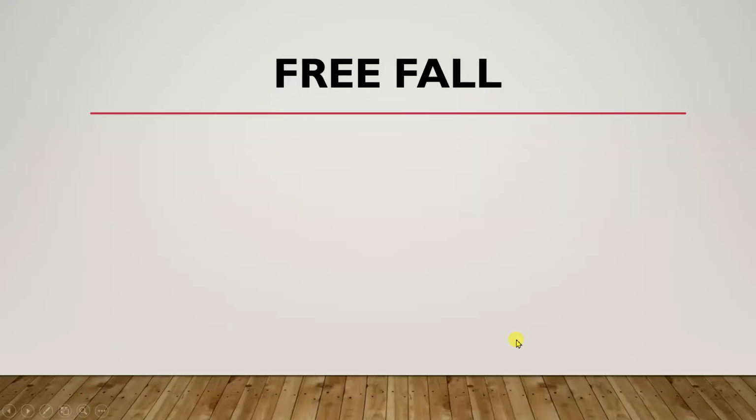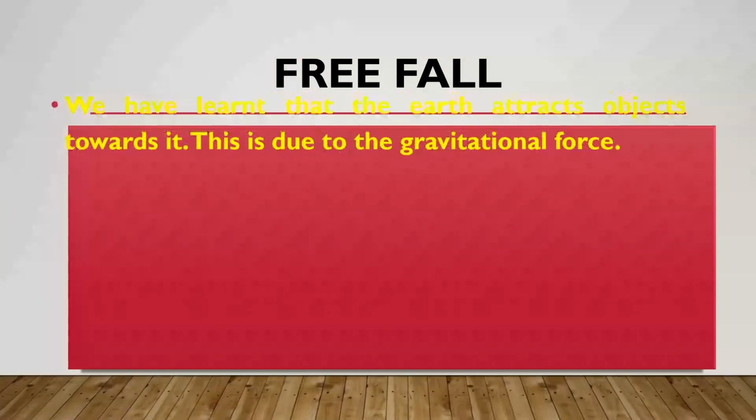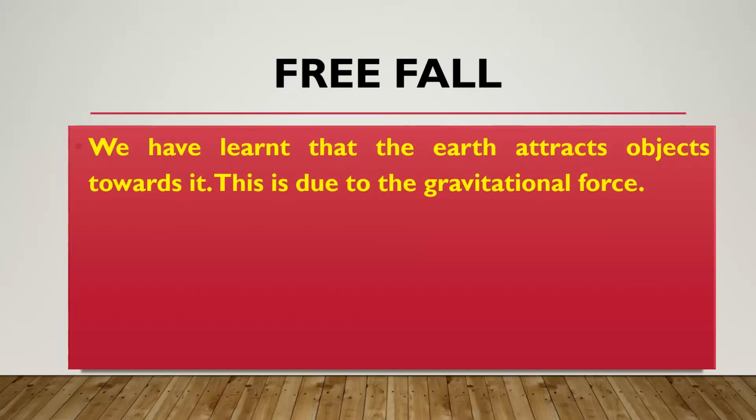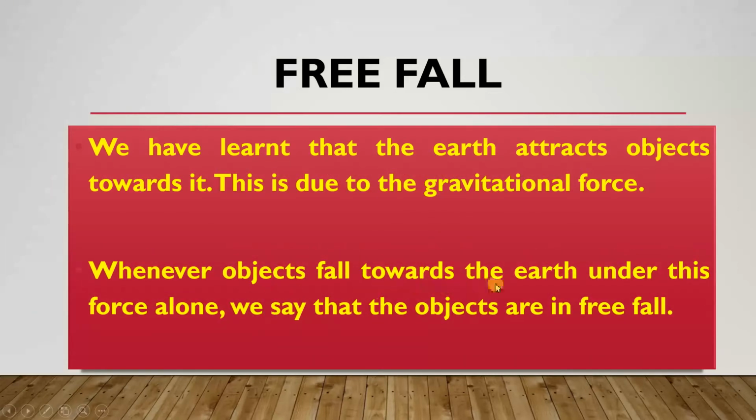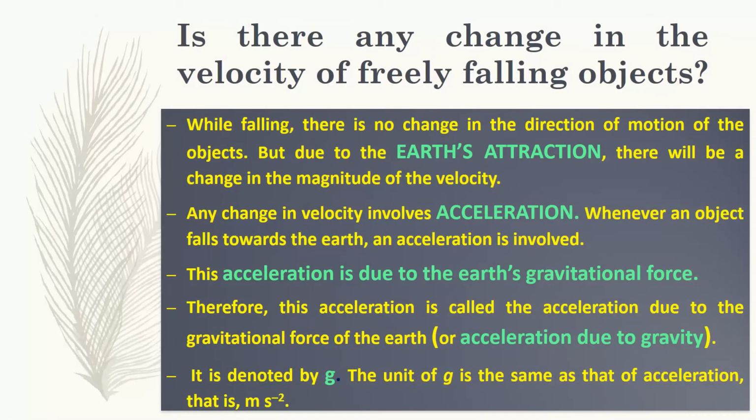Next is free fall. As the name says, object is falling freely, and we know that whenever the object is falling, the earth attracts the object towards it because of the gravitational force. Whenever object falls towards the earth under this force only, the gravitational force is acting, then we say the object is in free fall. Please make it a point: when object is falling under the action of gravitational force only, और कोई force ना हो, तब हम बोलेंगे object is falling freely या freely falling object, and the phenomenon is free fall. Let's think, when object is freely falling, is there any change in the velocity?